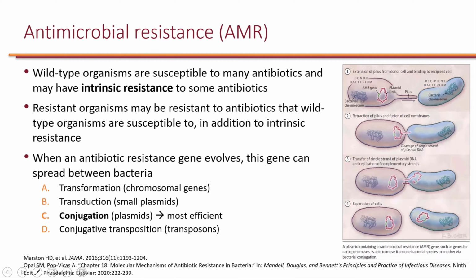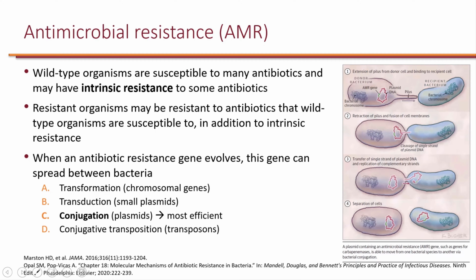Wild-type bacteria are susceptible to many antibiotics, and they are called wild-type because they have not developed resistance through mutations or acquisition. However, they can still be resistant to some antibiotics intrinsically, and that's what determines the spectrum of activity of antibiotics. Resistant bacteria are the ones that are resistant to antibiotics that normally should have been susceptible to as wild-type. For example, wild-type Staphylococcus aureus is susceptible to penicillin, but you will see that many Staphylococcus aureus strains have developed resistance to penicillin. Wild-type Pseudomonas aeruginosa is intrinsically resistant to penicillin.